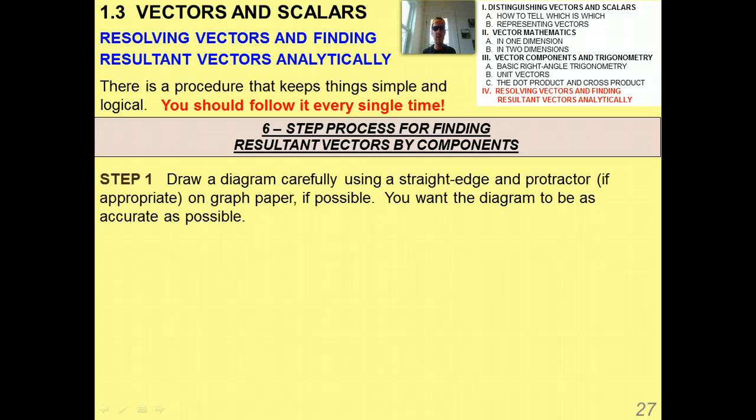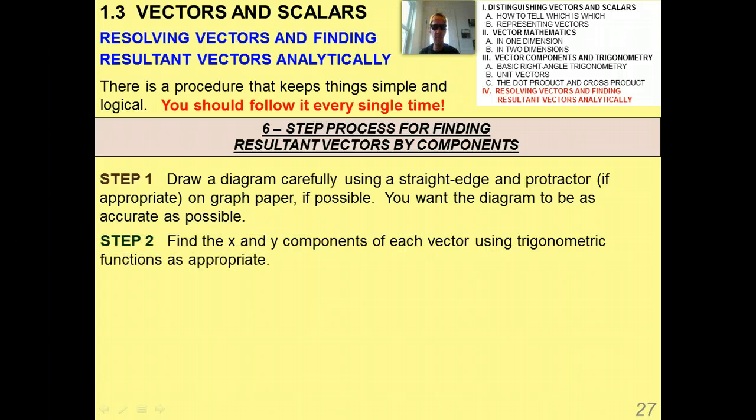The first thing that you want to do, and again, this is a process for finding resultant vectors by components, breaking vectors into components. And remember, every vector in the universe can be broken into components, so this is pretty universal. First thing you want to do: draw a diagram carefully, using a straight edge and a protractor if appropriate, on graph paper if possible. You want the diagram to be as accurate as possible, but don't go crazy beating yourself in the head, making sure that everything is perfectly the right length and the right angle. Just be reasonable. Step 2: find the x and y components of each vector using trigonometric functions as appropriate.